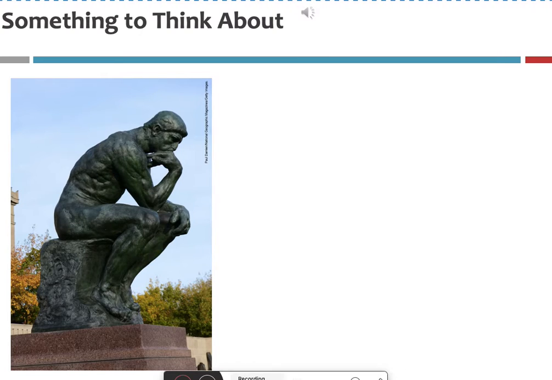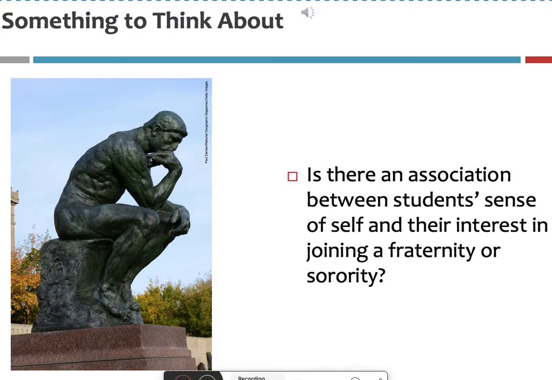Okay, so for the remaining slides, I'm going to briefly walk through this example from the text. As we know, in this text, they try to provide an example in each chapter to help with your understanding of the different methods. In this chapter on correlational research, they're looking at the association between students' sense of self and their interest in joining a fraternity or sorority. So that was the question in this chapter.